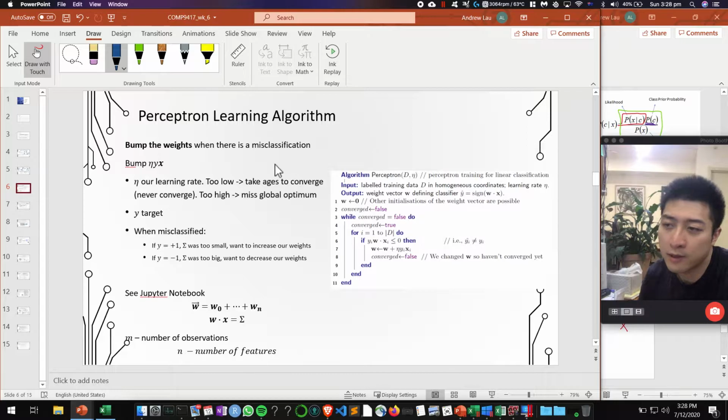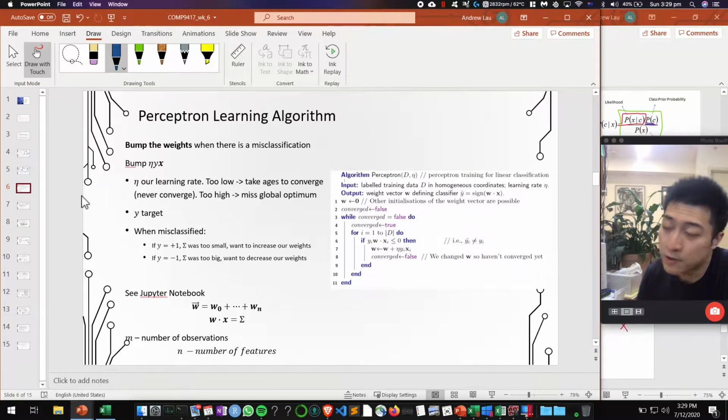So what we have is this perceptron learning algorithm. The way I want you to think about this perceptron learning algorithm is you go through each of the data points, right? And every time there's a misclassification, you bump the weights up or down depending on how you misclassified it, right?